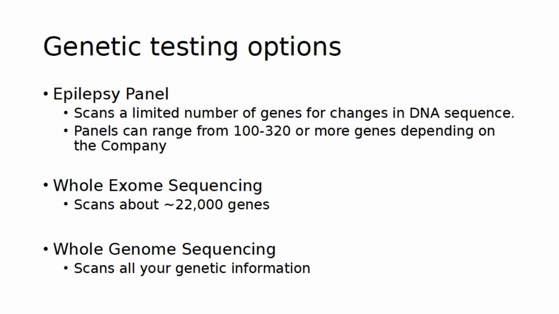Another test that you might do, and these last two tests are more expensive because they cover more genes. There's whole exome sequencing, which will look at about 22,000 genes, and those genes all code for a protein. And then there's whole genome sequencing, which looks at all of your genetic information.